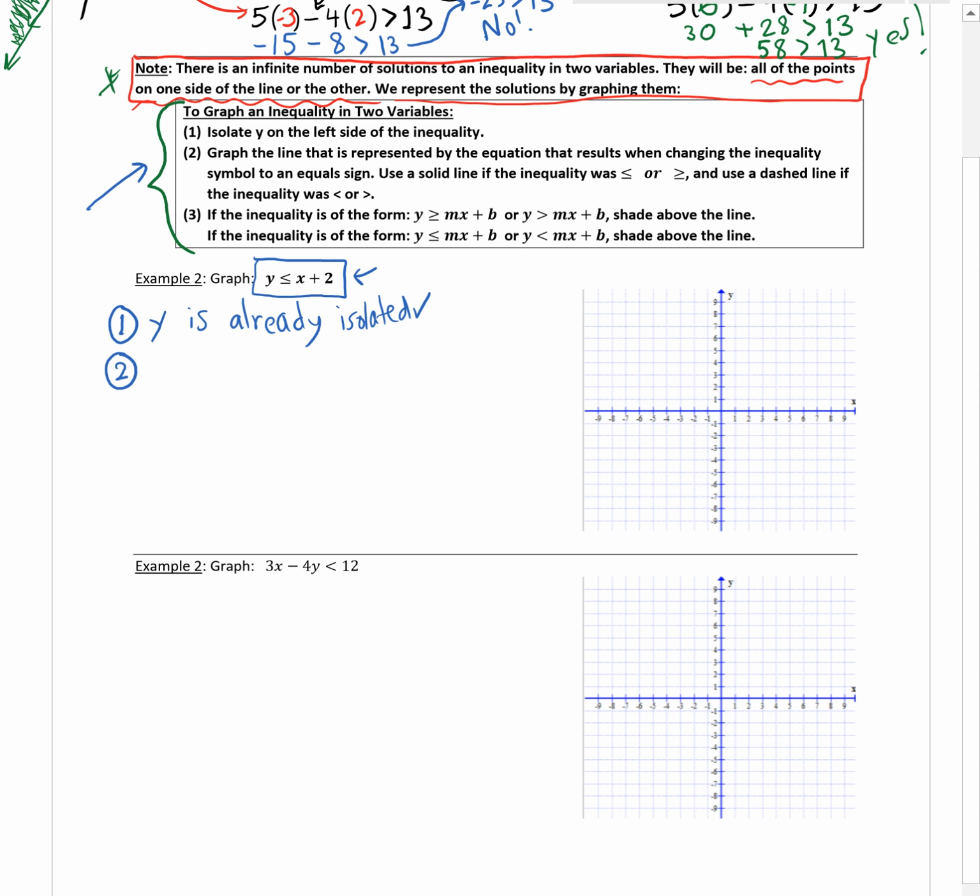So usually you do actually have to solve for y, but in this case we got lucky. I'm going to skip step 1. It's already done for me.